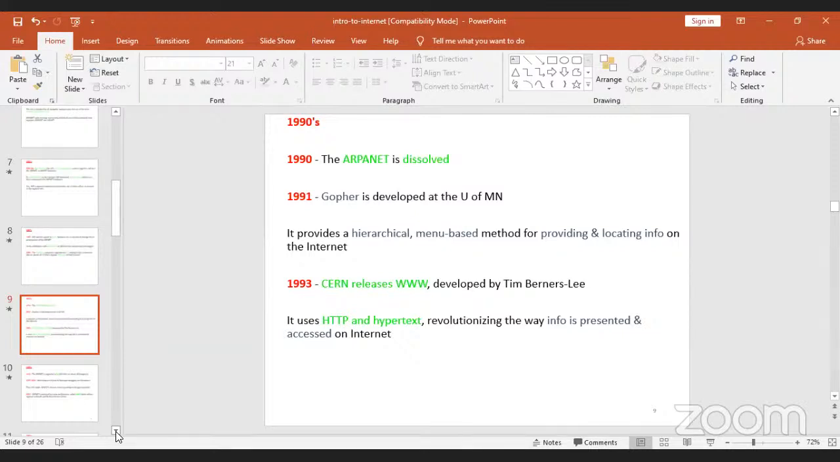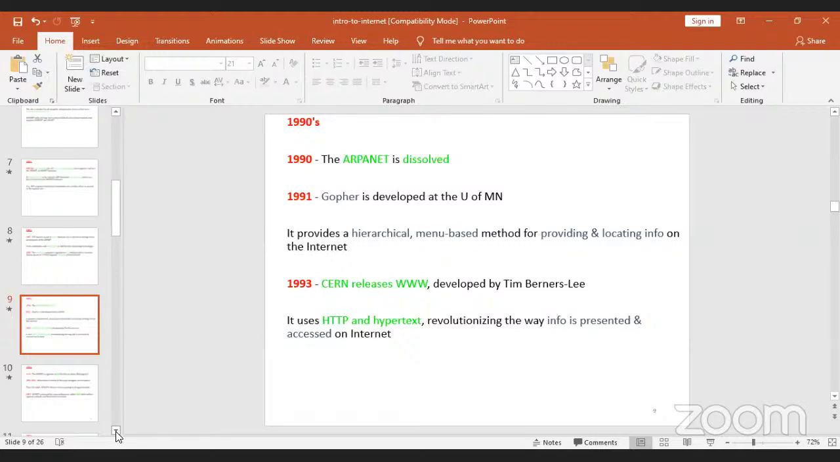This provides a hierarchical menu-based method for providing and allocating information on the internet. All the resources we have on the internet now, to click on this and click on it and use this browser, and accept cookies, downloads and all that, didn't start in a day. They were based on inventions from one level to another.